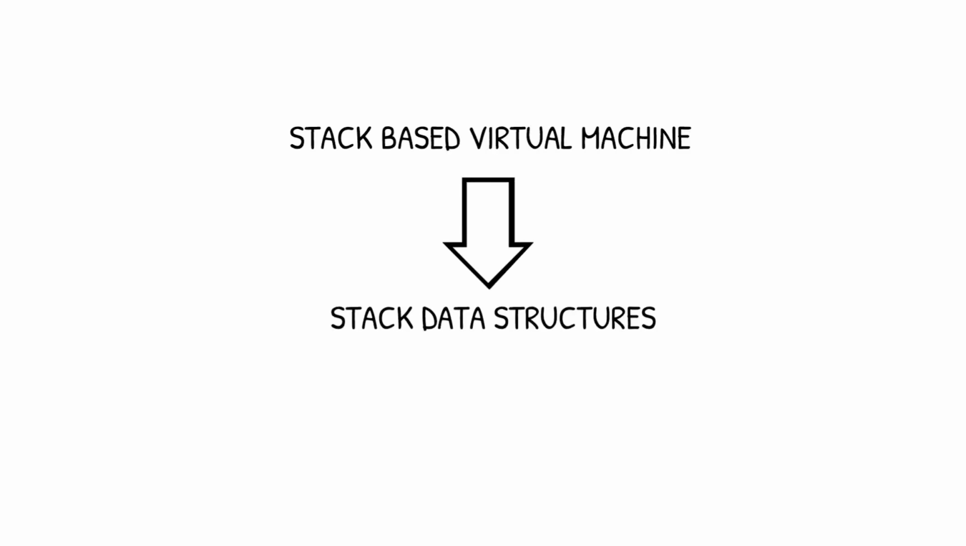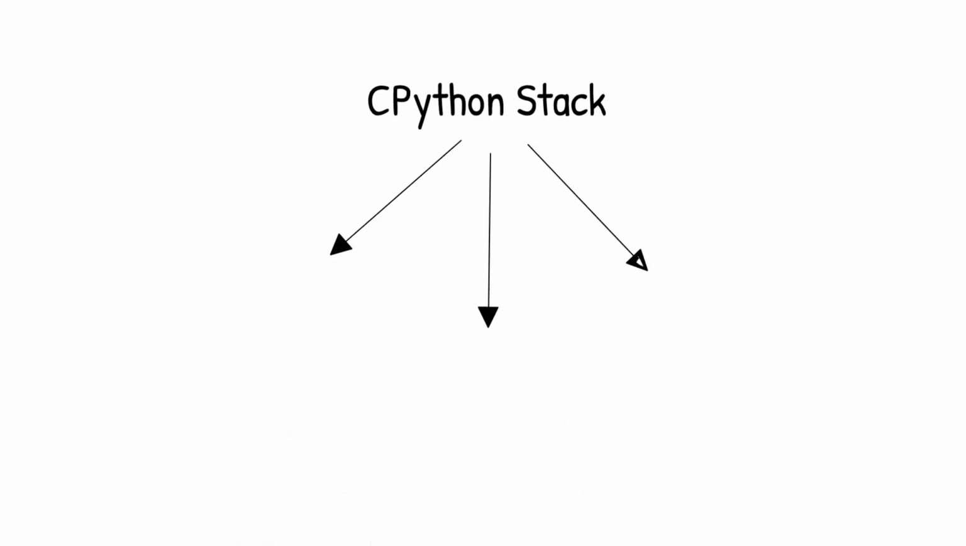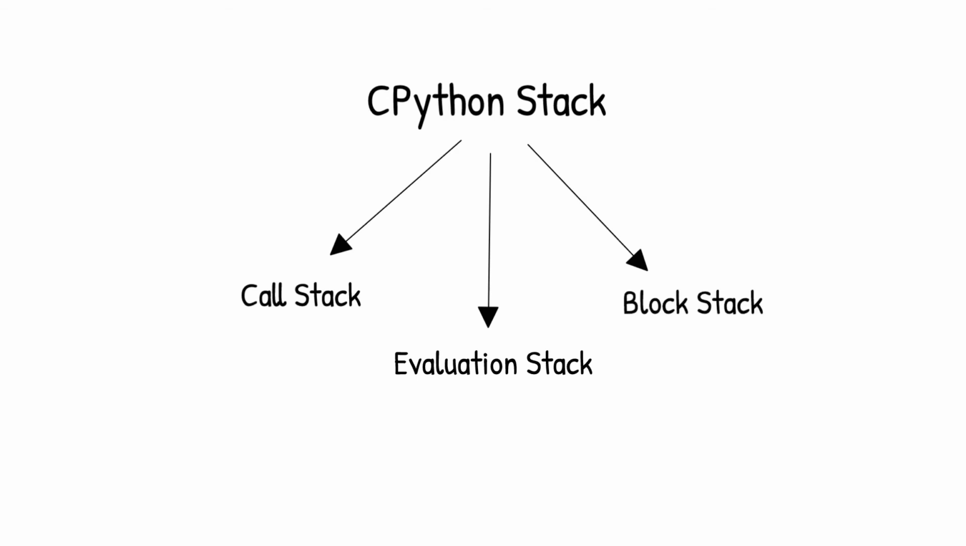CPython uses a stack-based virtual machine, which works with stack data structures. In this you can push an item at the top of the data structure, and also pop an item off the top. CPython stack can be classified into three types. They are call stack, evaluation stack, and block stack.